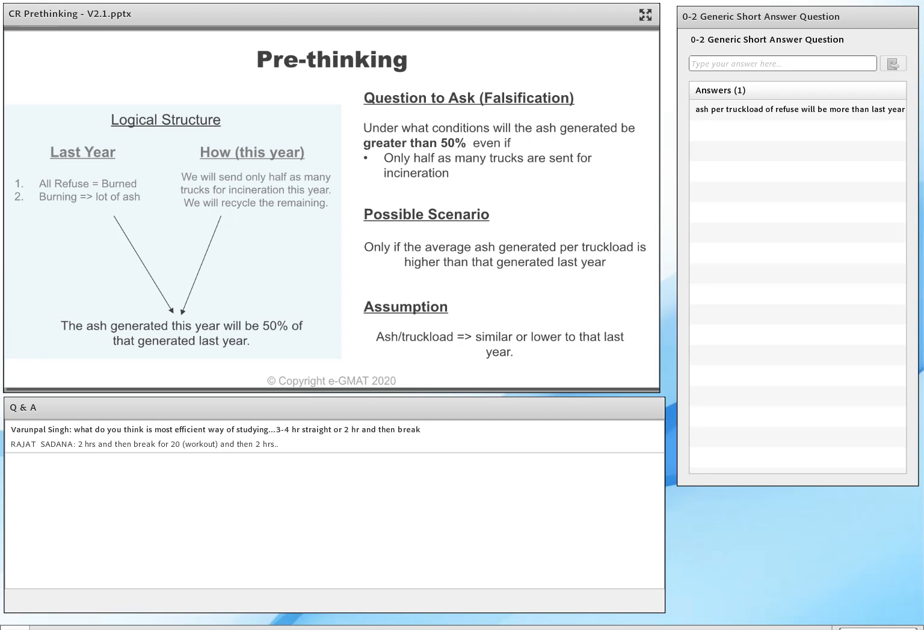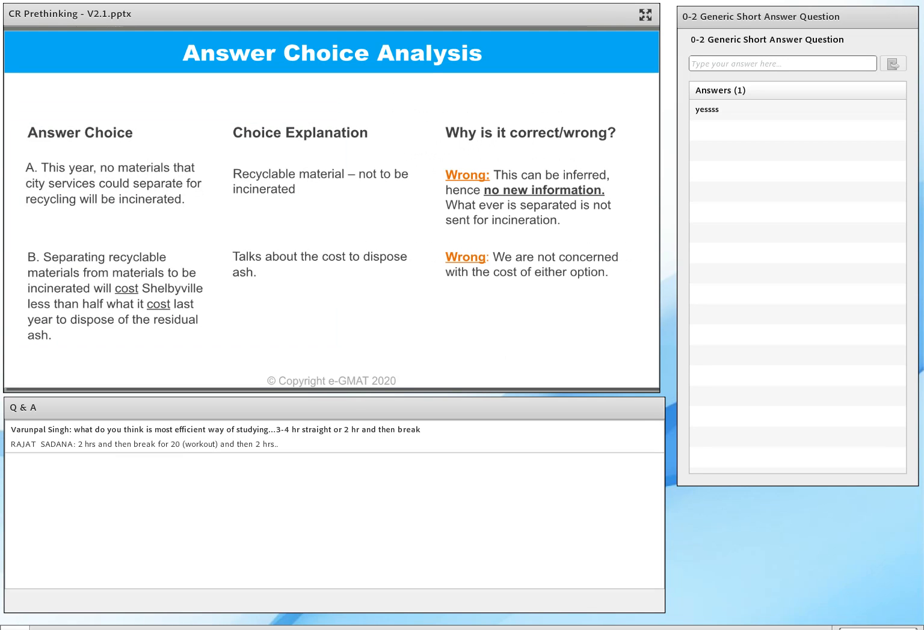Can it be said that each truck may or may not carry the same quantity of refuse this year? That's a great point, Anuj. Can you say that? The answer is no, but the very fact that you're asking this is a great point. Why? Because a different amount of refuse, even pound for pound, may generate a different amount of ash. So that's why the answer is ash per truckload, not the quantity of refuse. Okay, but great question, Anuj. I like how you're thinking about this.